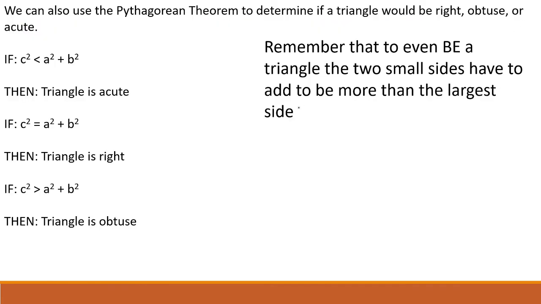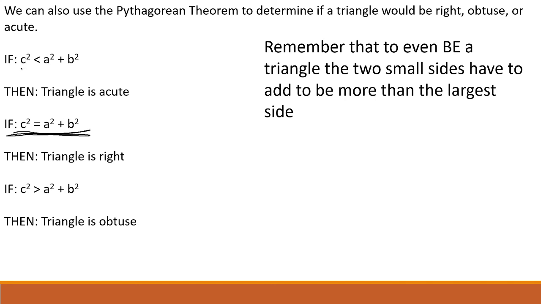So lastly, we can use the Pythagorean theorem here to determine whether the triangle is acute, right, or obtuse. So obviously, this is the one we've been using here, that if a squared plus b squared is c squared, then the triangle is right. However, if this is not true, then we can have one of 2 other options.